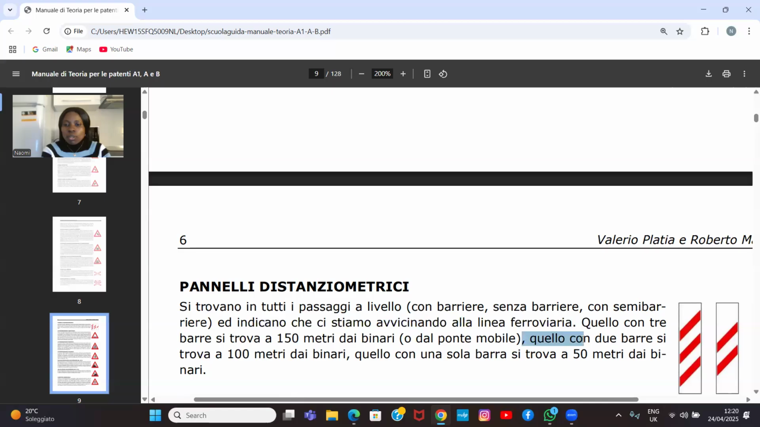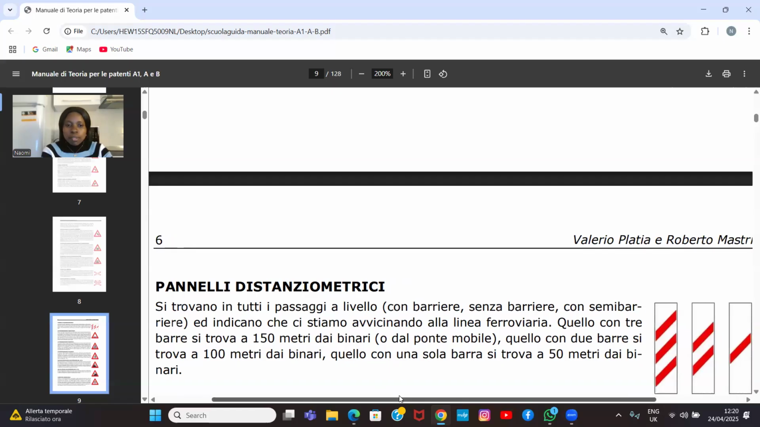Then also, quello con 2 barre si trova a 100 metri dai binari. The one with 2 strokes is positioned at 100 meters away from the train track or the train line. And the last one, let me shift so that you can see it properly. Ok. Quello con una sola barra si trova a 50 metri dai binari. So the one with just one red stroke is positioned at 50 meters away from the train track. So one stroke indicates 50 meters, 2 strokes indicate 100 meters, and the 3 red strokes indicate 150 meters.